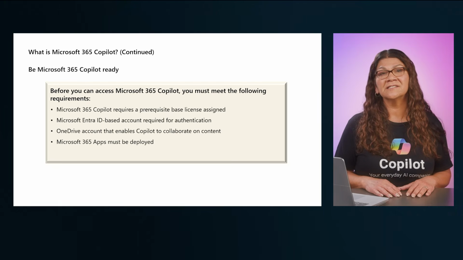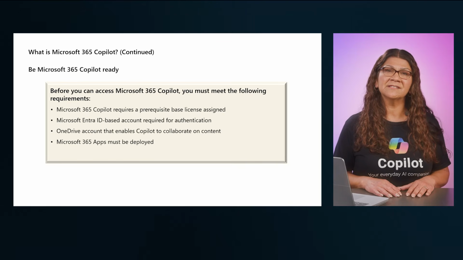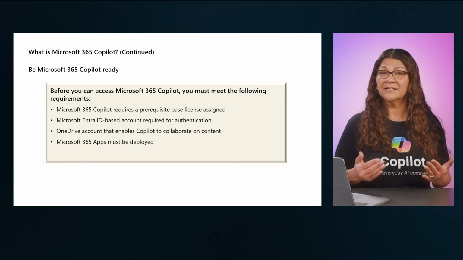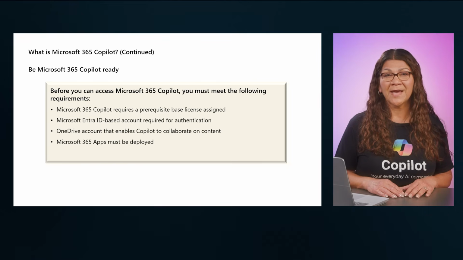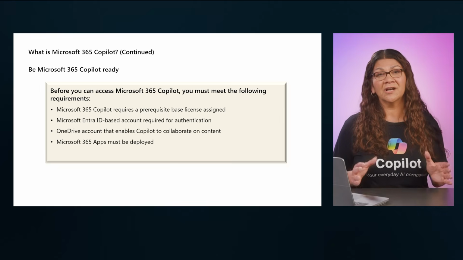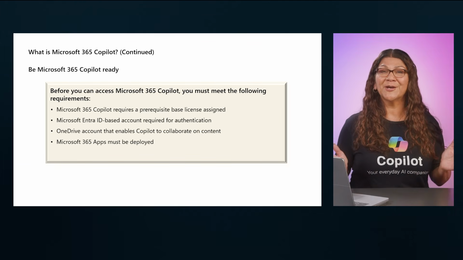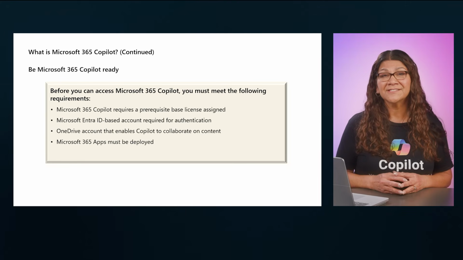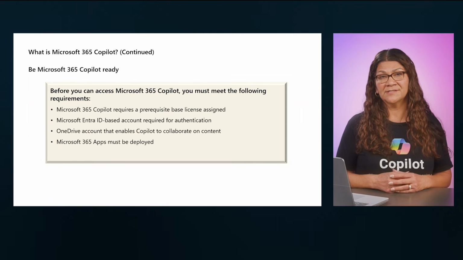Best practice here is to store your documents in OneDrive or SharePoint, keep Microsoft 365 apps updated, and maintain clear file organization, because Copilot becomes dramatically more powerful when it has access to your well-structured content. Once these requirements are met, you'll be fully Copilot ready and able to work smarter, faster, and with far more impact across your daily workflows.